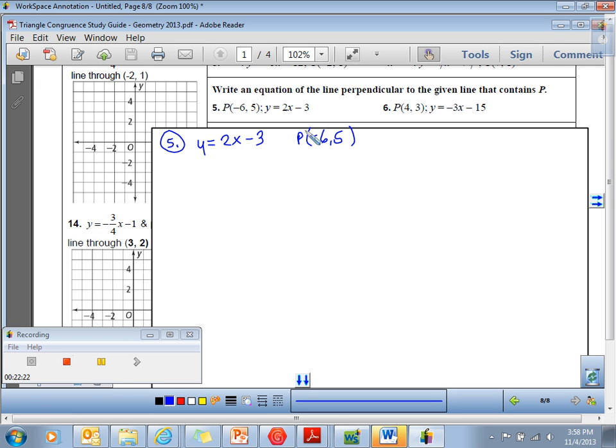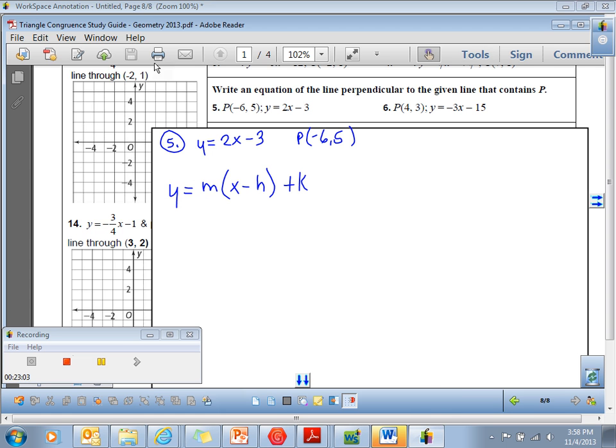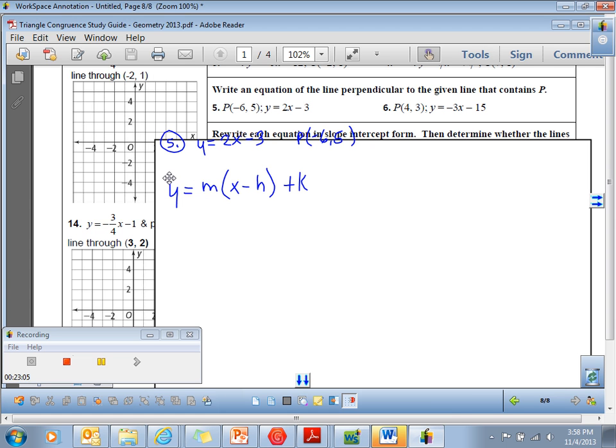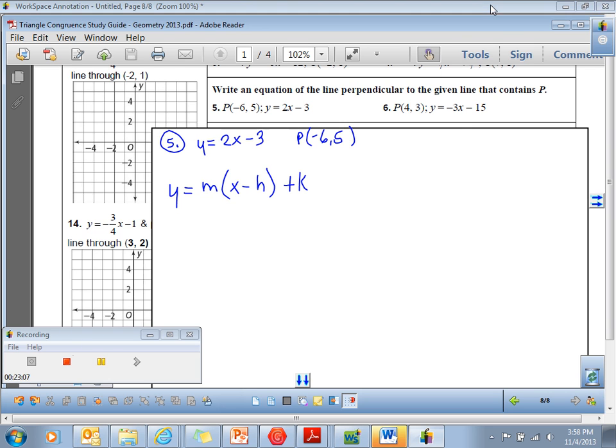If you have the slope and you have the point, does that look familiar? y minus k equals m times x minus h. I gave you the notes, and then this table helped you with it when I was gone. So this is your point-slope form here. Just write that equation, and be careful.